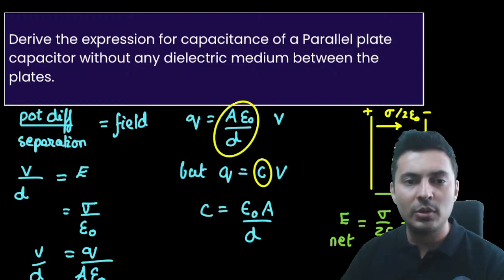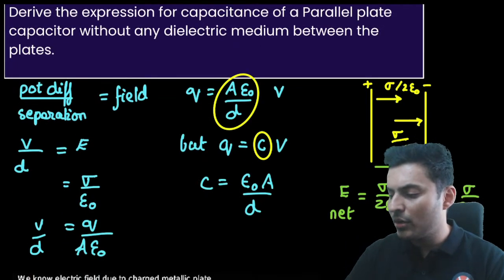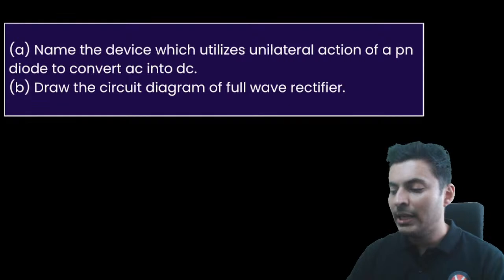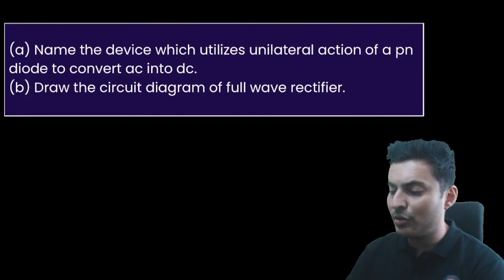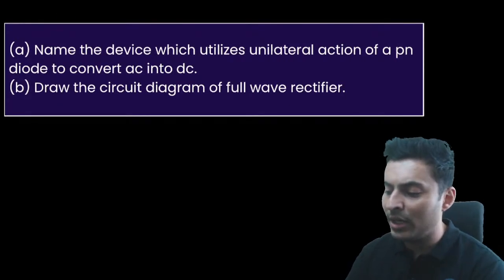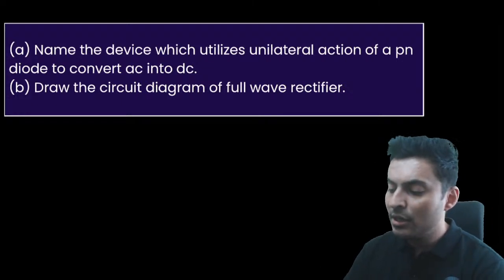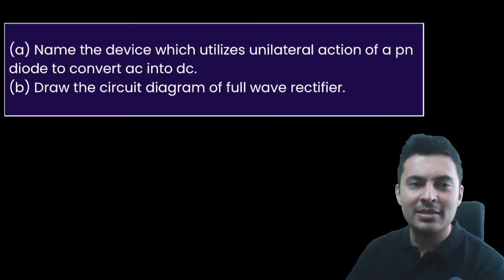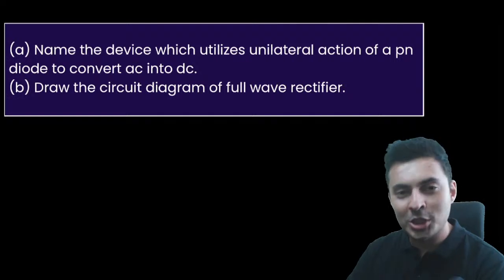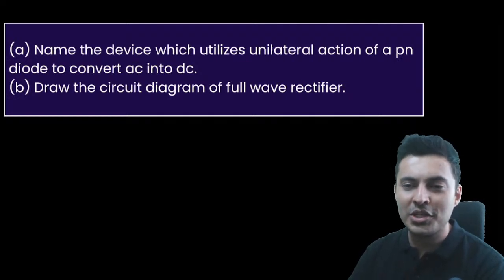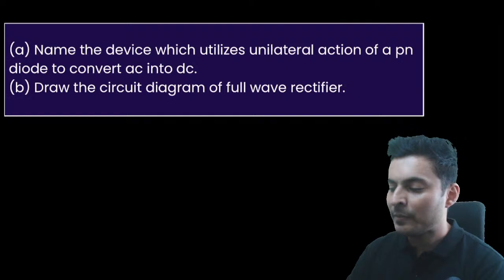I just showed the sample to you so you can do it properly in your board examination. Name the device which utilizes unilateral action of PN junction diode to convert AC into DC. Draw the circuit diagram. The answer of A is there in question of B. You got the hint already.